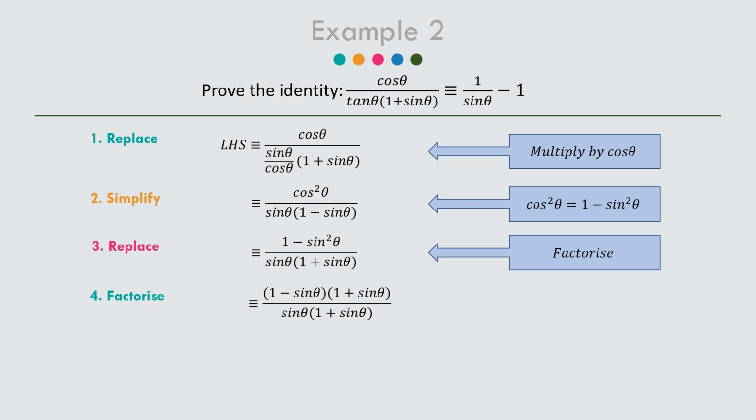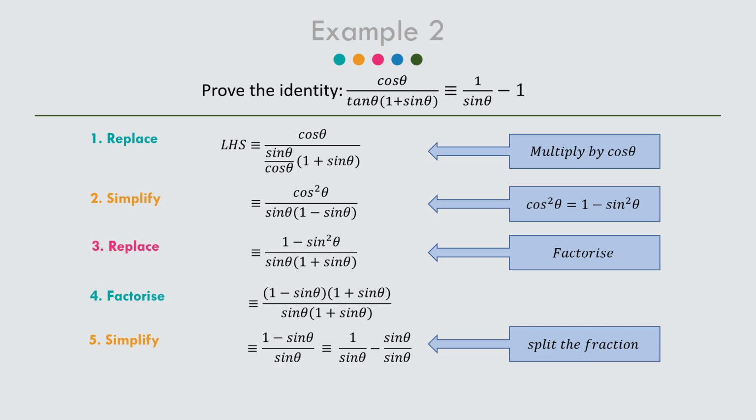You'll notice 1 plus sine theta and 1 plus sine theta is both on the numerator and the denominator, so we can get rid of these. This leaves us with 1 minus sine theta over sine theta. Our next step is to split the fraction and simplify. Here is the answer.